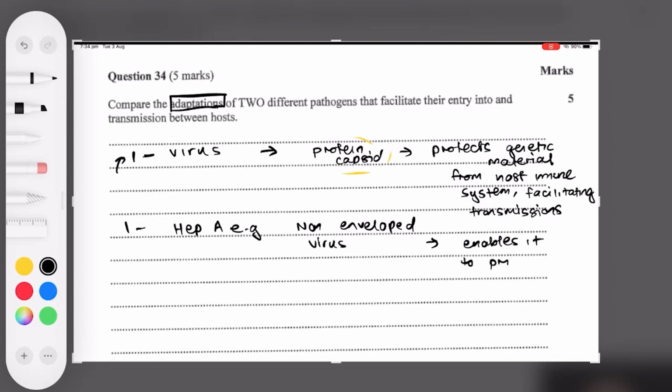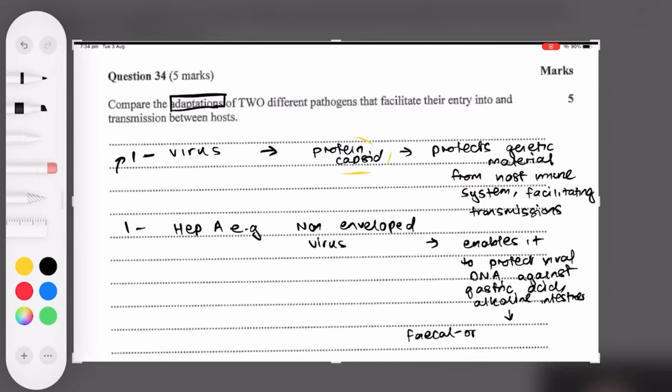to protect viral DNA against gastric acid, alkaline intestinal secretions, and it can cause, therefore, fecal-oral transmission. Fecal-oral transmission. Do you see how now we're specifically linking it to transmission?